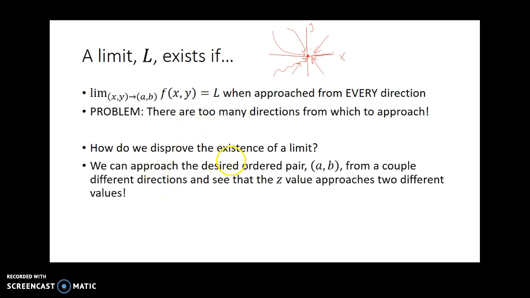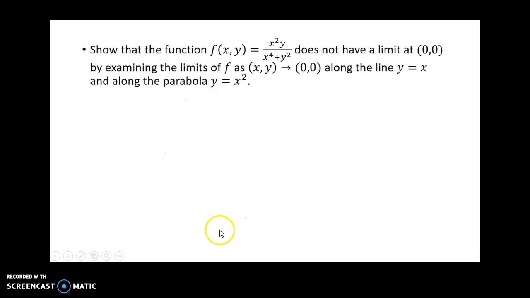We can actually approach the desired ordered pair from at least just a couple of different directions and show that the z value, the L I get from one side, is a different L from the other side. Therefore, the z value is different coming from different directions. So let's take a look at such an example. Now we can do this again along a curve, a line, etc.